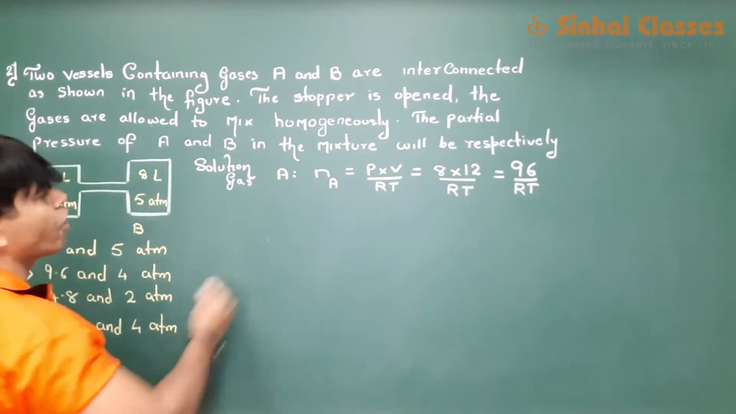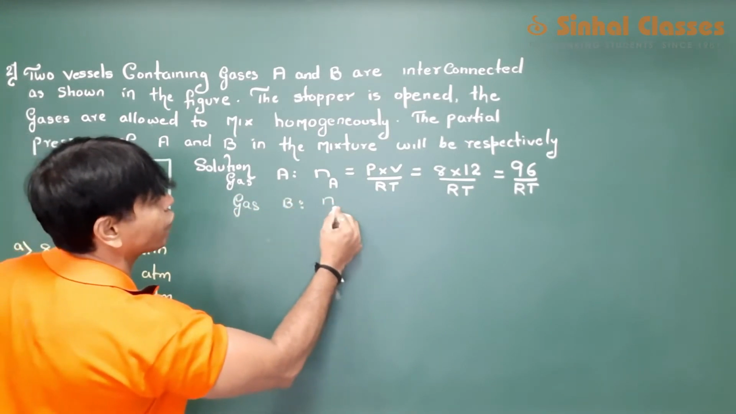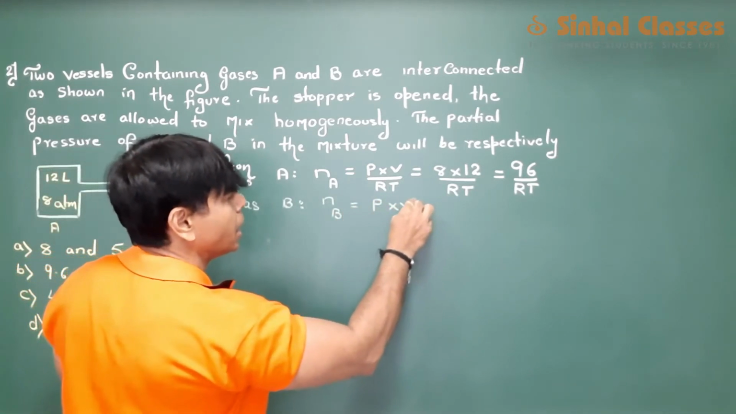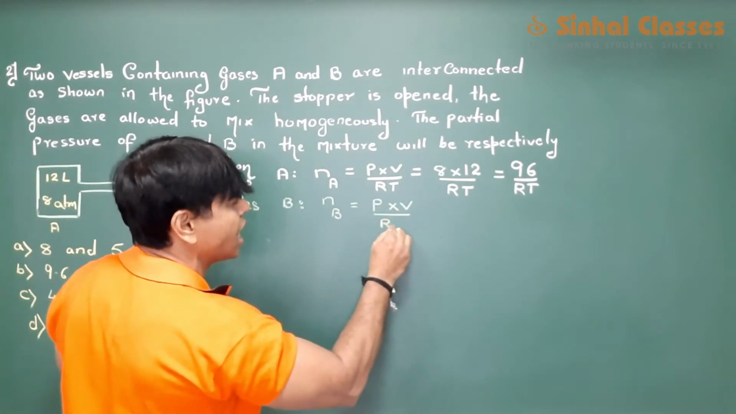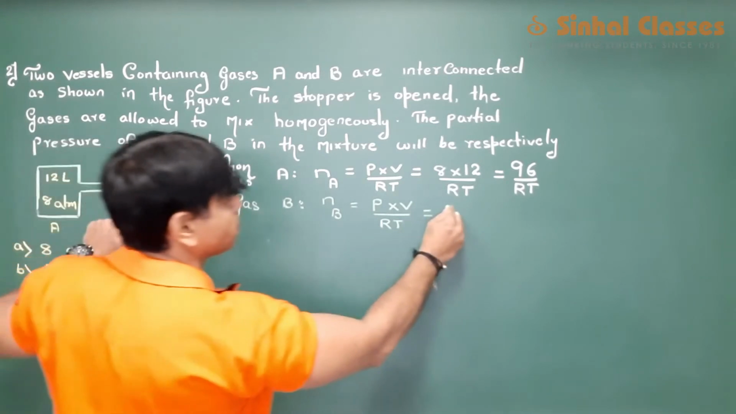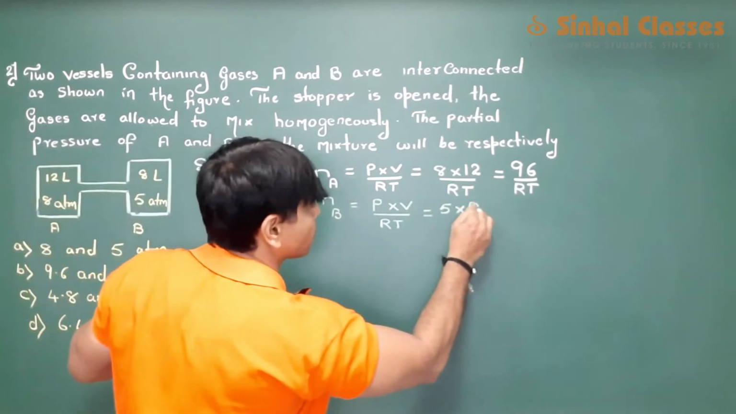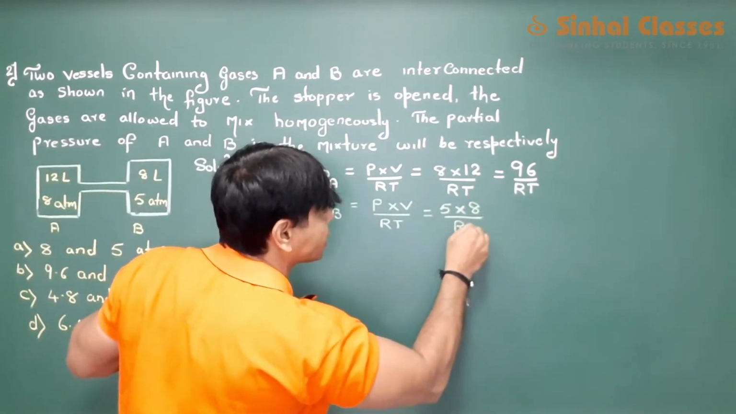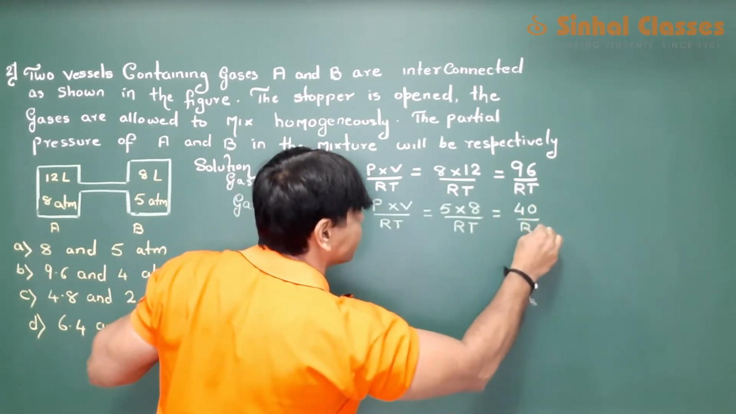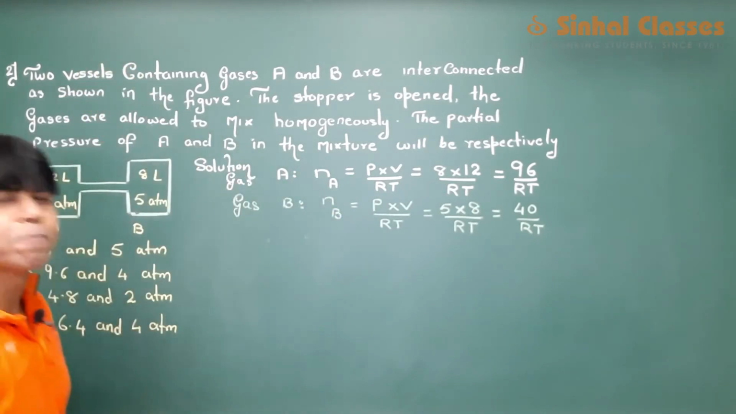Now let us see gas B. The mole of gas B will be equal to pressure of gas B into volume of gas B upon RT. Now, what is the pressure given? 5, into, what is the volume given? 8, upon RT. This is 40 upon RT. Now, you got the mole of A, you got the mole of B.